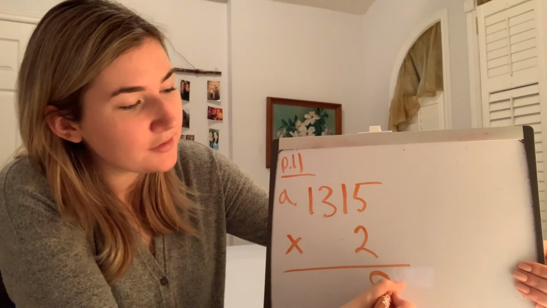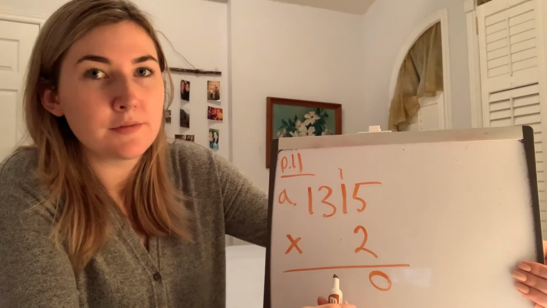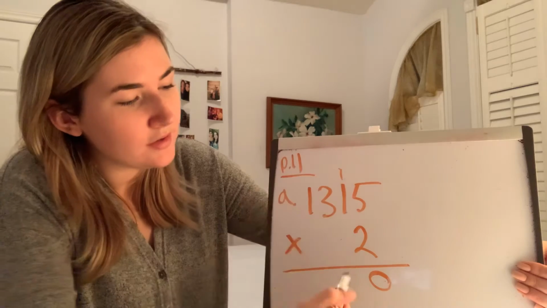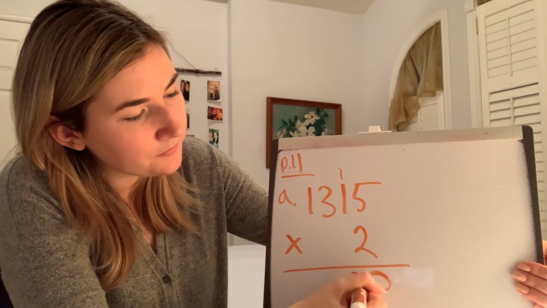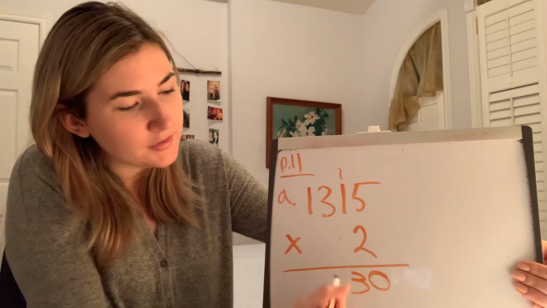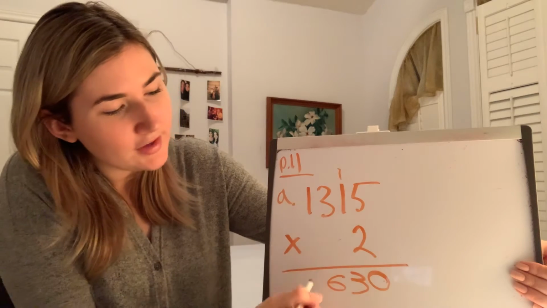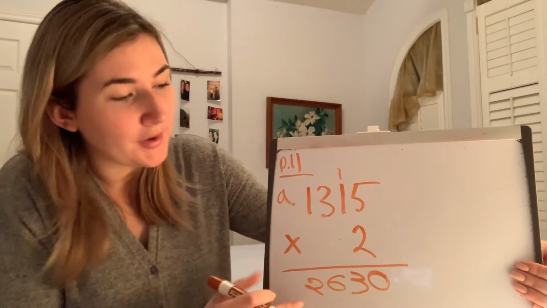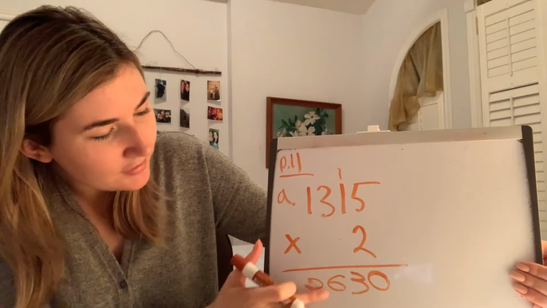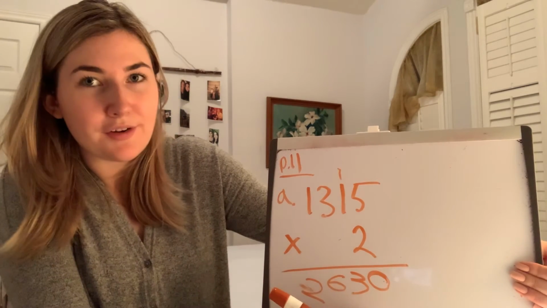I'll bring down my 0 and carry the 1. 1 times 2 equals 2, plus 1 equals 3. And then we know 2 times 3 equals 6. And then 2 times 1 equals 2. So our answer is 2,000. Sorry, it's a little messy. 2,630. And let's do B, where we have double digit multiplication.